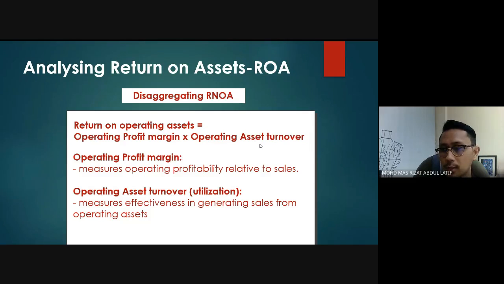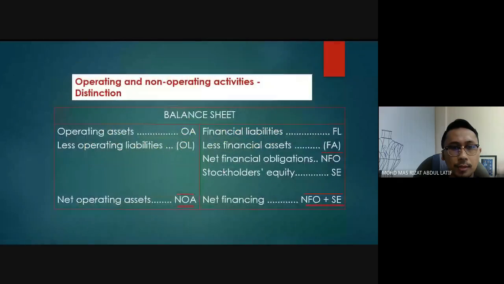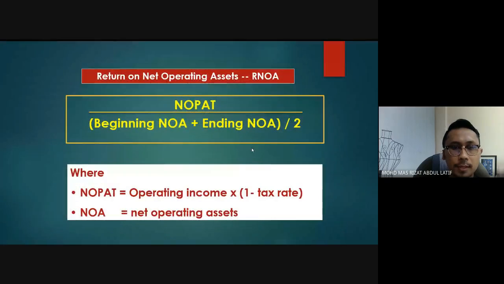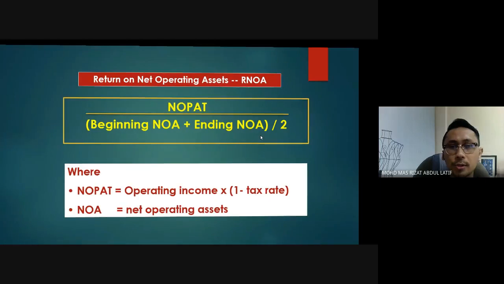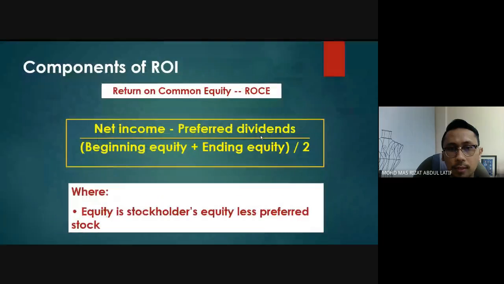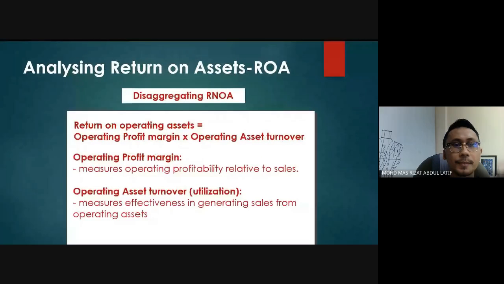So there will be a question that will require the students to disaggregate RNOA. First of all, dia minta you calculate RNOA using the original formula. Yang inilah, this one. The next question will ask you to disaggregate this RNOA to show the components of profit margin and asset turnover. So bila dia minta student buat macam tu, dia kena gunakan formula yang satu lagi ni lah. Return on operating asset equals operating profit margin times operating asset turnover.